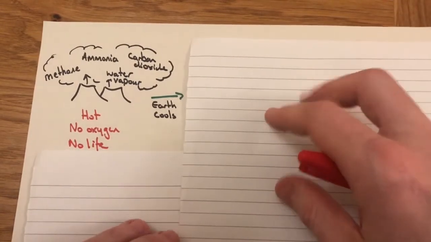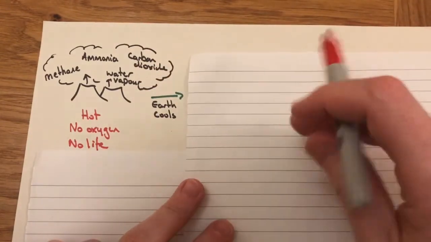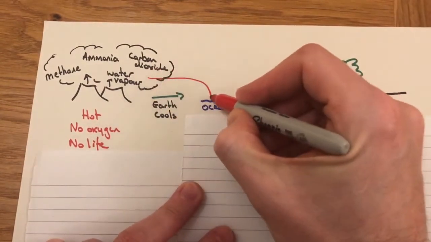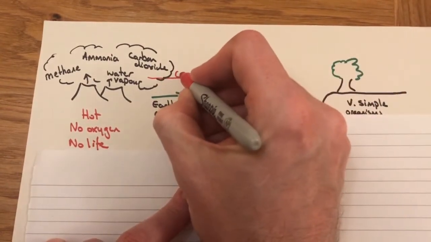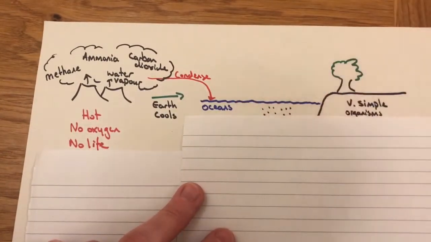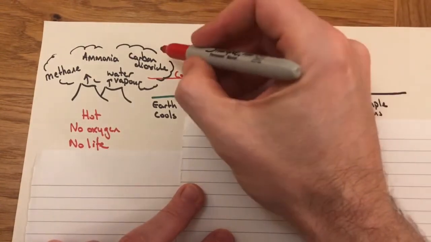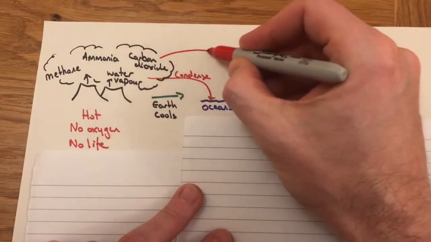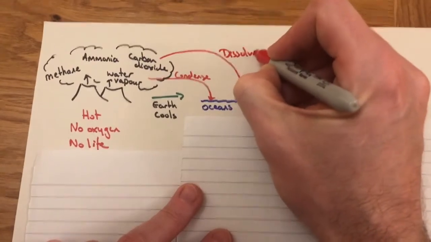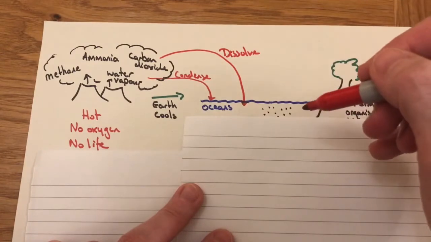As the Earth starts to cool, the water vapour that's been released from the volcanoes starts to cool and to condense. As this starts to condense, we start to get the oceans forming. And once we get the oceans forming, the carbon dioxide that has been released will start to dissolve into the oceans. So carbon dioxide drops into the oceans, and that removes a huge amount of carbon dioxide from the atmosphere.